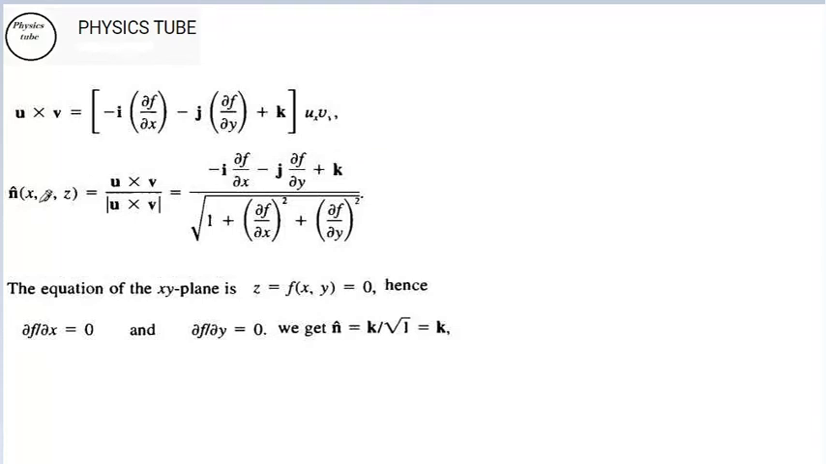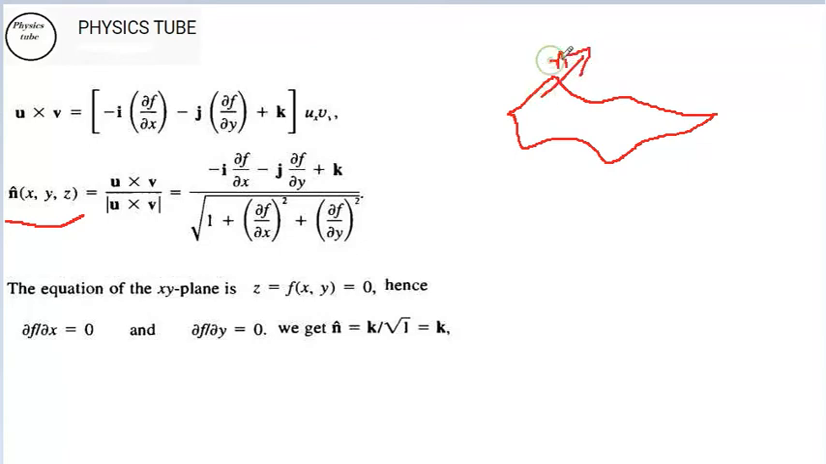Now we want to know n hat with respect to x, y, z. See the purpose. n hat, if you do this, n hat (x, y, z), then for any arbitrary surface, they may give a surface like this, you can find out n hat (x, y).